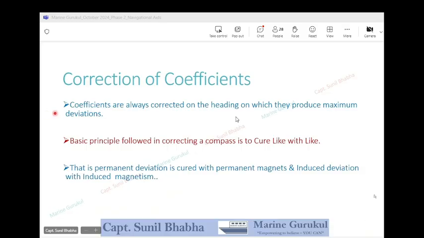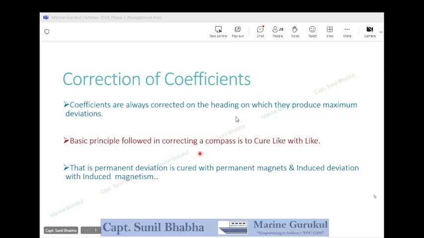Let us now see the correction of coefficient D. Coefficients are always corrected on the heading on which they produce maximum deviation. In this case, maximum deviation is generated on intercardinal headings: northeast, southeast, southwest and northwest. So for coefficient D, the correction can be made on any of the intercardinal headings.